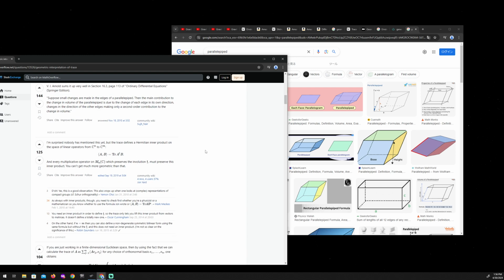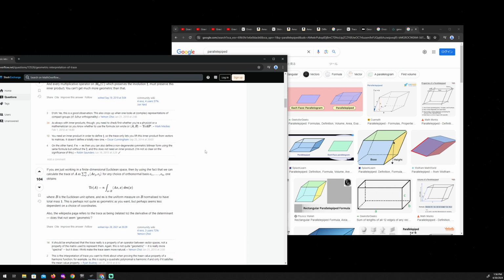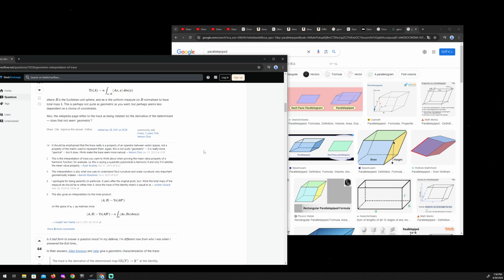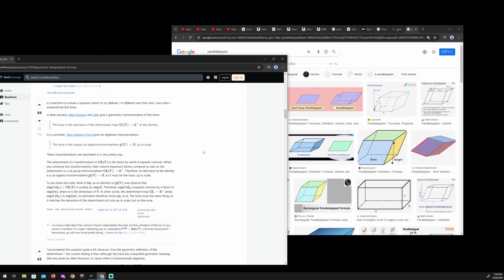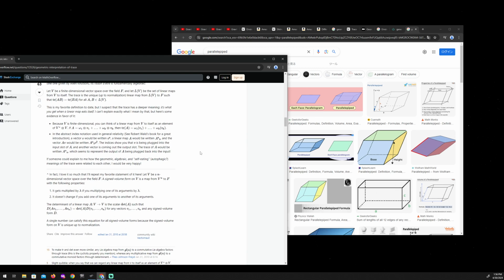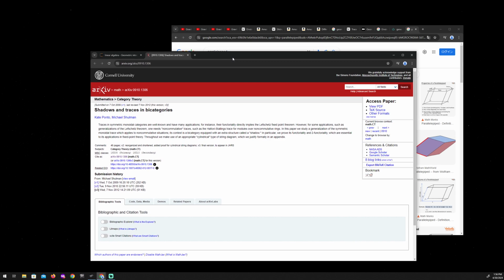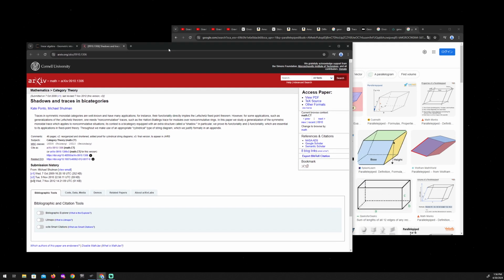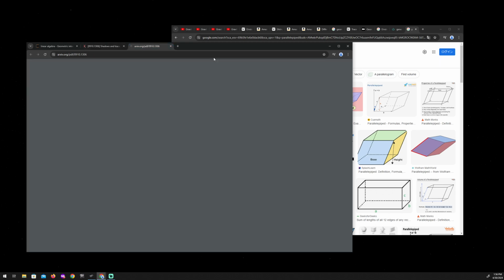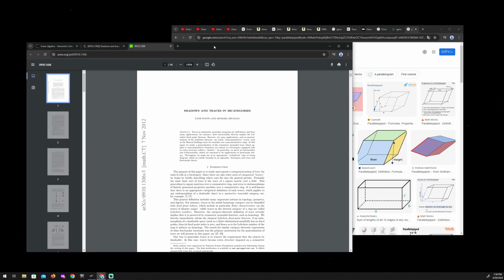But somewhere in here, somebody was talking about category theory. But I'm not seeing that. That's part of what I wanted to talk about. This is it. Shadows and traces in bicategories. So this is the paper I was looking at. It says subject category theory. And this was motivating me to study some category theory.